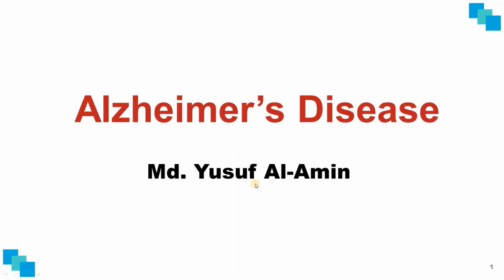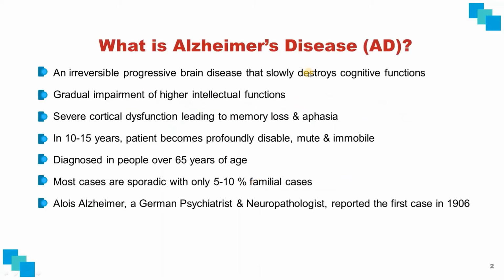Today, I'm going to discuss Alzheimer's disease or AD, which is commonly seen in older people aged over 65. What is Alzheimer's disease or AD? It is an irreversible progressive brain disease that slowly destroys cognitive functions and is characterized by memory loss and forgetfulness. In 10 to 15 years, the patient becomes profoundly disabled, mute, and immobile. The first case was reported by Dr. Alois Alzheimer. Hence, the disease is named after him as Alzheimer's disease.